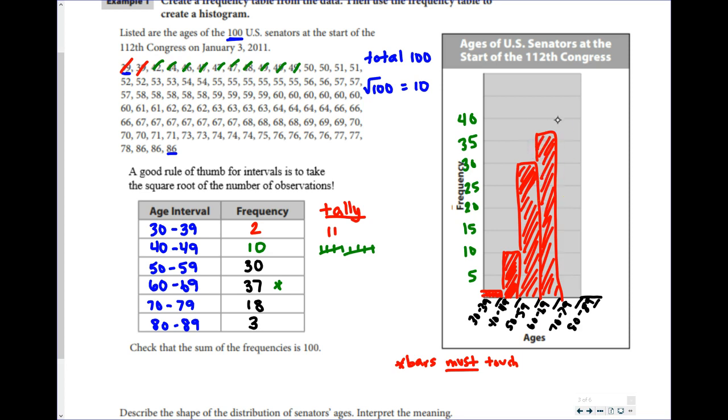70 to 79 is 18. So that's a little bit higher up. Make sure you're estimating correctly. Shade that in. And then 80 to 89 is 3. And that goes right here. 3. All right. So there's your histogram.